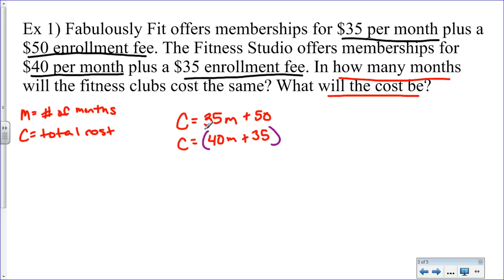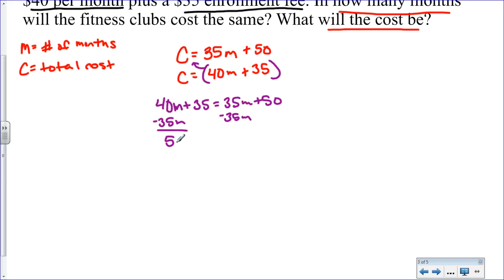Okay, notice here that both of these equations have the C by themselves. So we're actually going to solve this using substitution. So I'm going to take that 40M plus 35 and plug it in for the C in the first equation. So 40M plus 35 equals 35M plus 50. I'm going to go ahead and solve. I'm going to move my M's over to the same side first. So I'm going to do minus 35M on both sides. So 40 minus 35 is 5. Bring down my plus 35. Those M's cancel, and it equals 50.